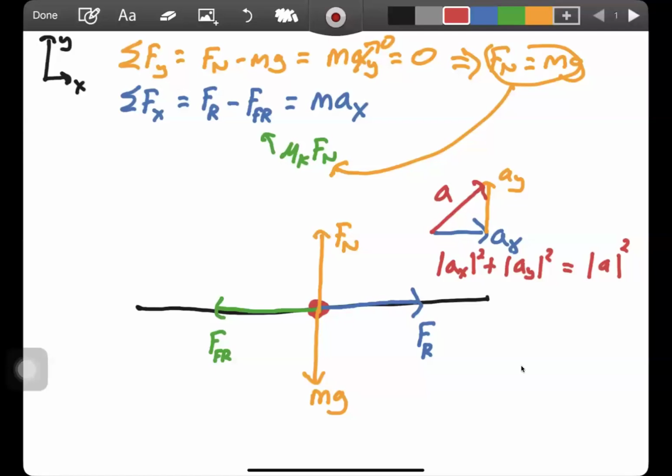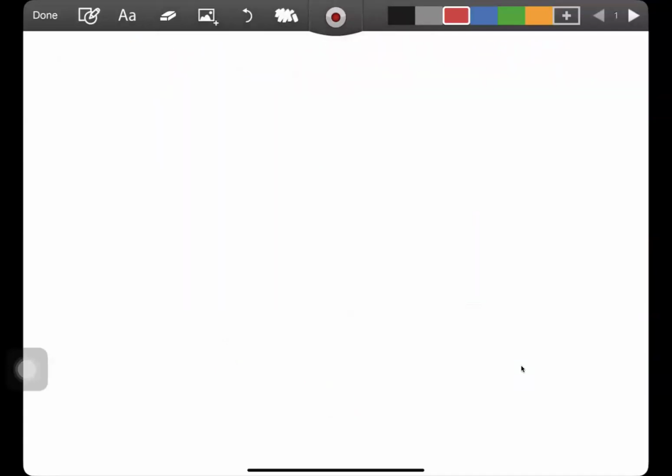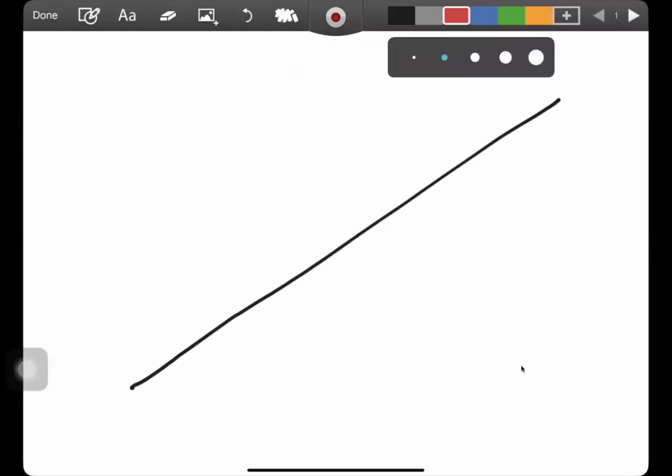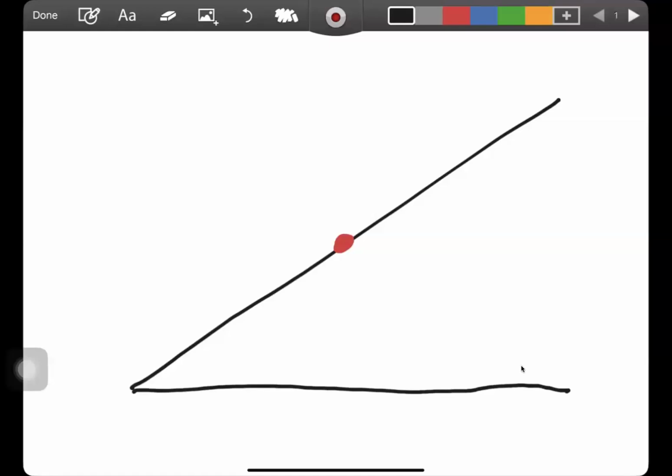Now, I also want to, while we're doing the free body diagrams, show you how you can account for when you might have things at an angle. Okay, so more specifically, let's say we've got some incline. And again, let's have our object just be represented by a single dot. We're going to say the center of mass of that object, so all the mass of that object is in that red dot. Okay, and so I'm going to draw the ground here. And I'm going to say that the incline is at an angle theta from the ground.